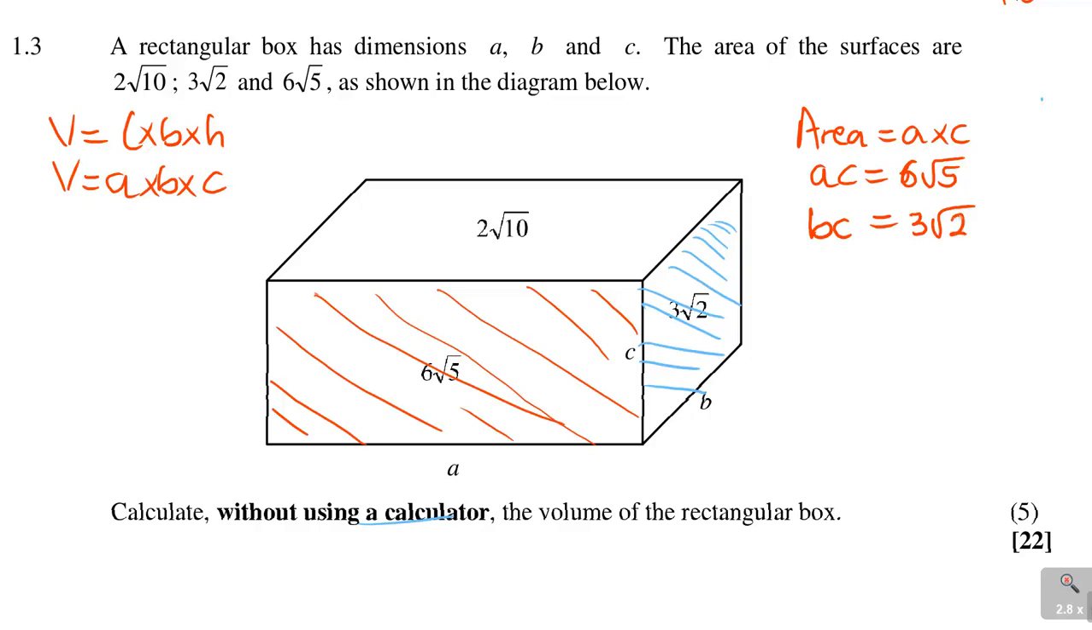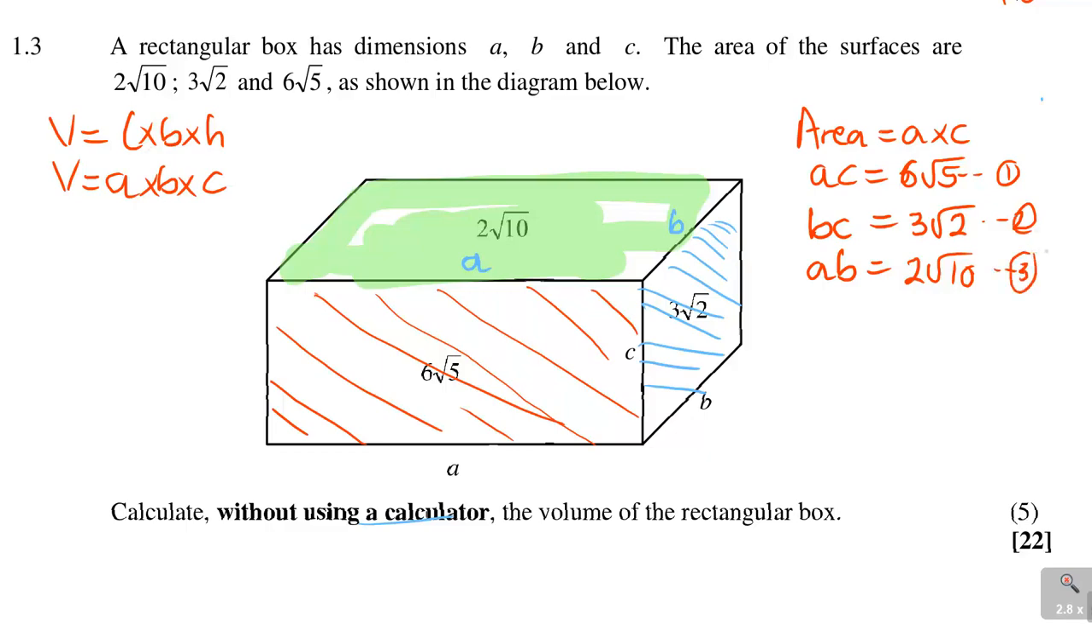I hope you see now how this thing is going. And then the top side here, if I want its area, remember, this part is A and this side is B, so it's A times B. If I use that formula, A times B, or AB, is equal to 2 root 10. So now I've got 3 unknowns, hence 3 equations. This is equation 1, that's equation 2, that's equation 3.